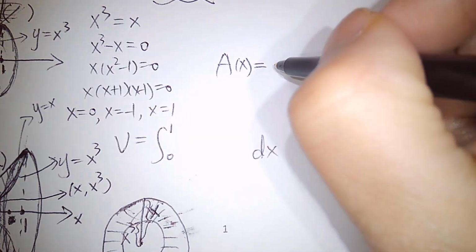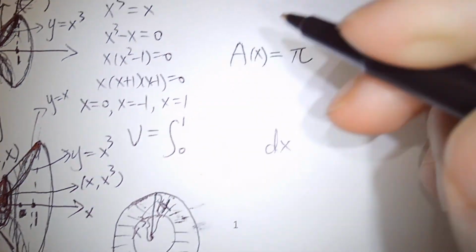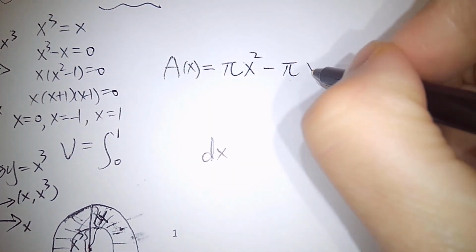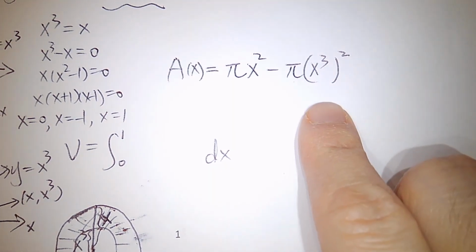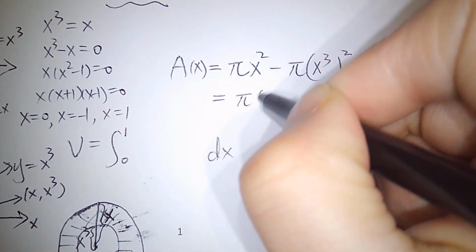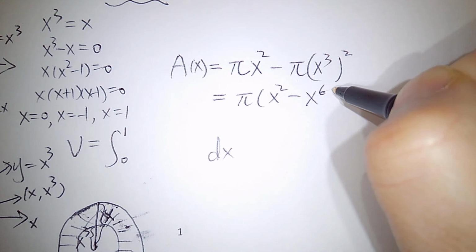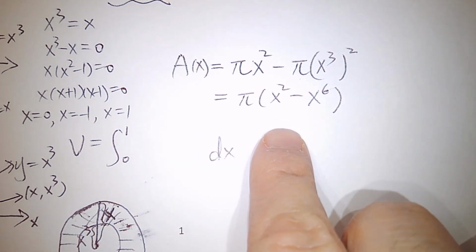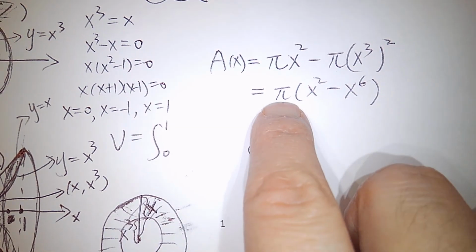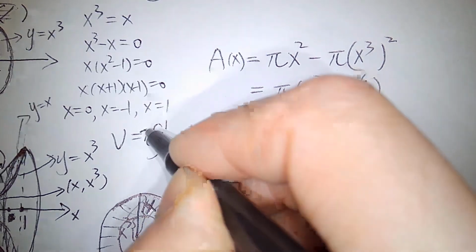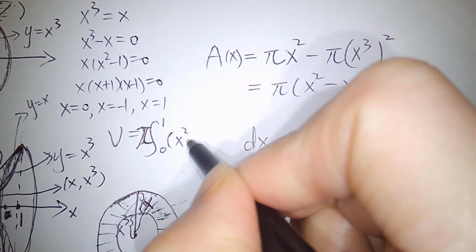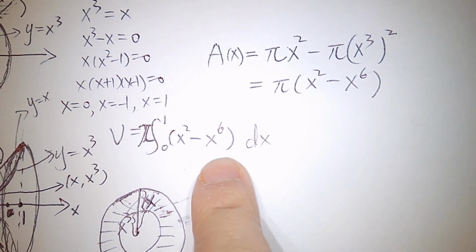So how do you find the area of this intersection? It's going to be pi times the outer radius, x, squared, minus pi times the inner radius, x to the cube, squared. You guys, feels good? So this equals pi times x squared minus x to the sixth. This is A(x), right? So we're going to integrate this from 0 to 1. I put the pi in front because pi is a constant. So pi, and then we have the integral of x squared minus x to the 6.